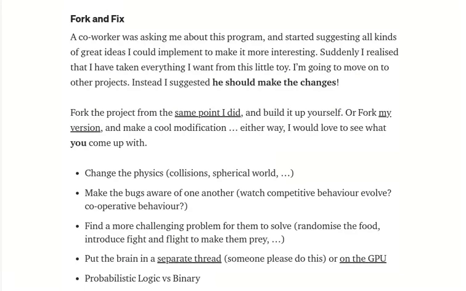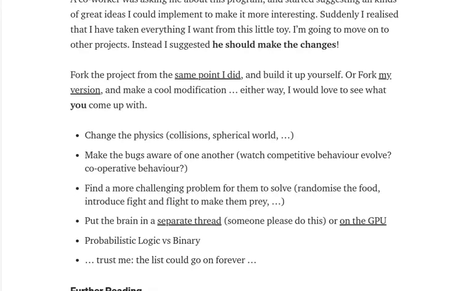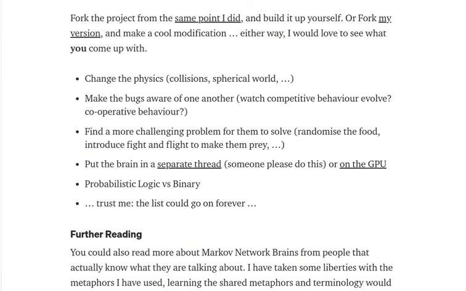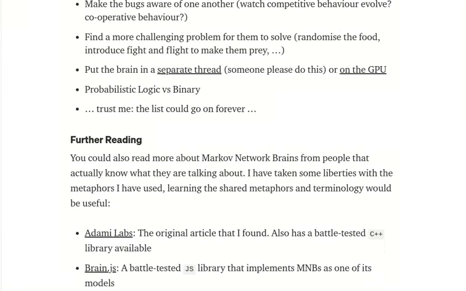You could change the physics, make collisions, a spherical world, make the bugs aware of one another, watch competitive behaviors evolve, maybe some cooperative behavior. Find a more challenging problem for them to solve, randomize the food, introduce fight and flight to make them prey. Put the brain in a separate, actually, somebody please do this. Put the brains in a separate thread. Or on the GPU. Those would be excellent changes. You could introduce probabilistic logic versus the binary logic I used. Trust me, this list could go on forever.